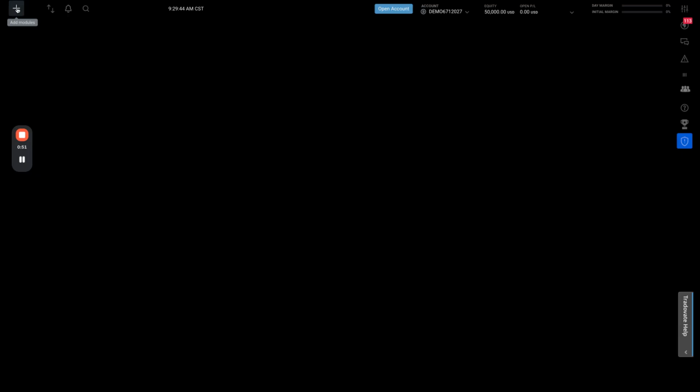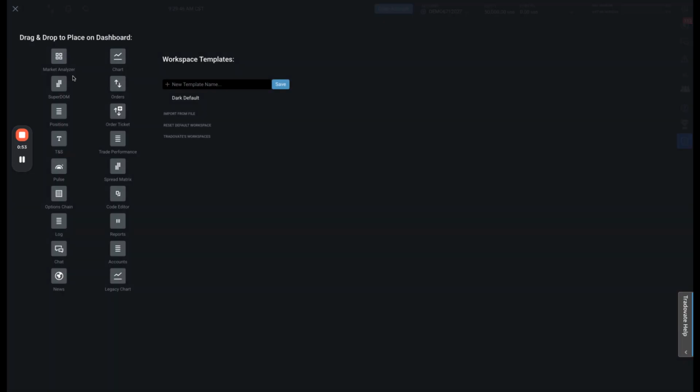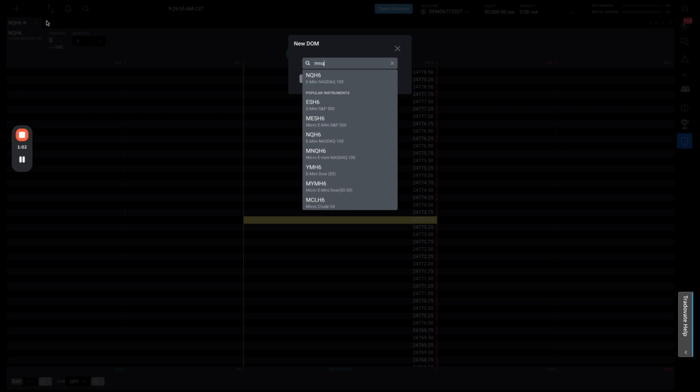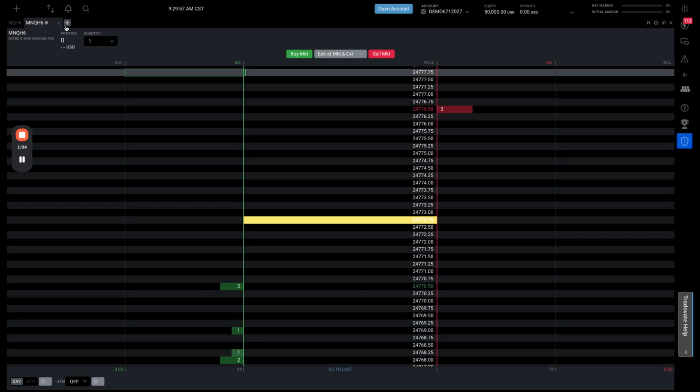So if you come up here to the top left-hand add module, all you'll do is click and drag. So we want the Super DOM here, and then we'll put NQ, and then we'll put MNQ. Okay, and we'll put ES.